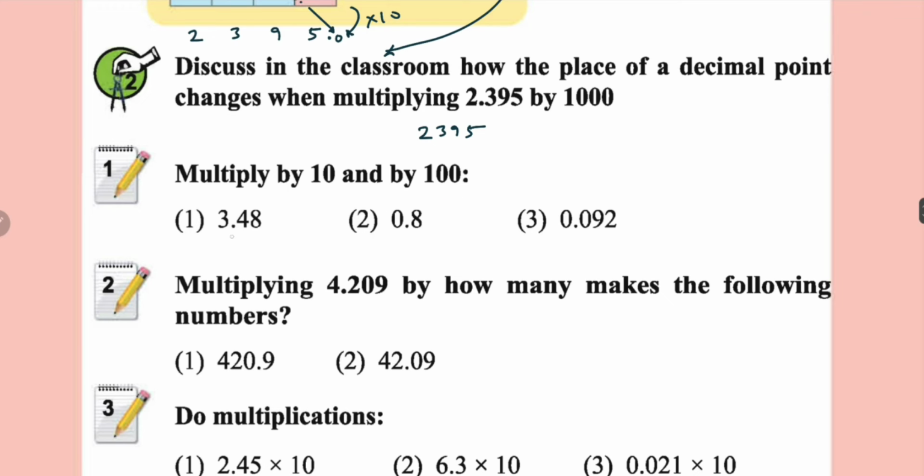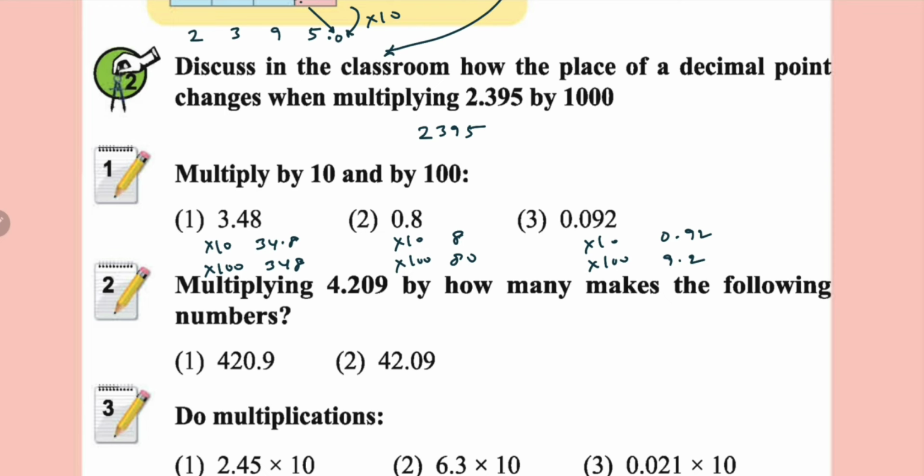Multiplying by 10, this becomes 34.8. One decimal place only will shift. Into 100, 348. This is 0.8 into 10, 8; into 100, 80; into 10. 0.92 into 100, 9.2.